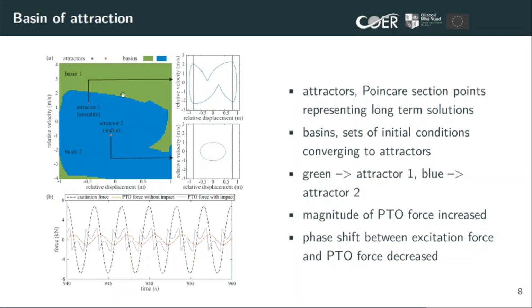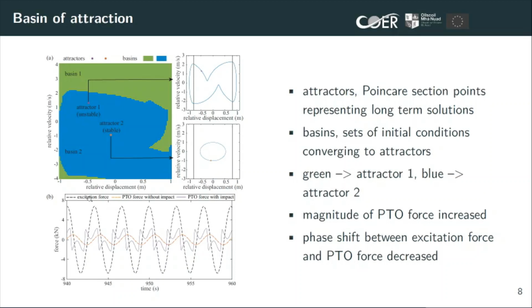In this figure, the initial conditions in the green area lead to attractor 1, which is unstable but indicates high power. The initial conditions in the blue area lead to attractor 2, which is stable but means low power.